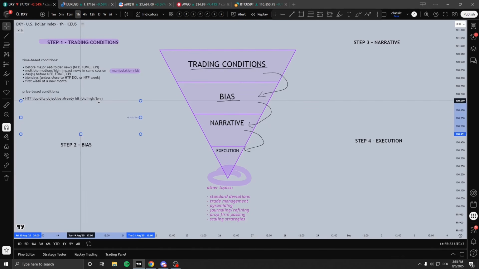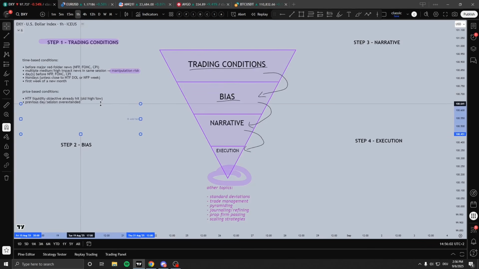So the first condition is if we are trading or if we have taken out a higher time frame objective, for example, an old weekly high or low. If we take that out, price most likely turns into a consolidation profile, and it will either continue the trend or reverse after taking out a buy or sell side. But since you don't have that information yet, you're better off waiting and letting price do its thing, and then come back once you have that new information.